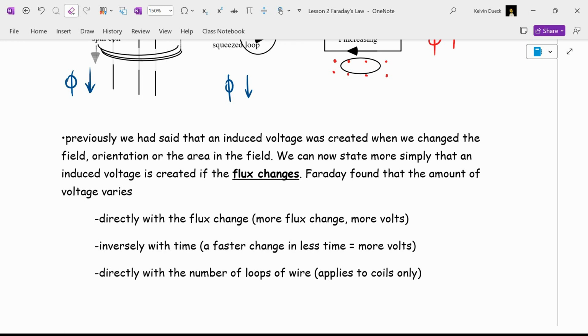Faraday found three things. He found that the amount of induced voltage varies directly with the flux change. As the change in flux gets bigger, you get more voltage. In other words, change in flux is going to be on the top in our equation. He found it varied inversely with time. The faster you change the flux, the least amount of time, the bigger the voltage. It means there's going to be a T in the bottom of our equation. Oh, and he found it varied directly with the number of loops of wire. You want to double the voltage? Put two loops of wire. You want to 100-fold the voltage? Put 100 loops of wire. We're going to use N for loops of wire.